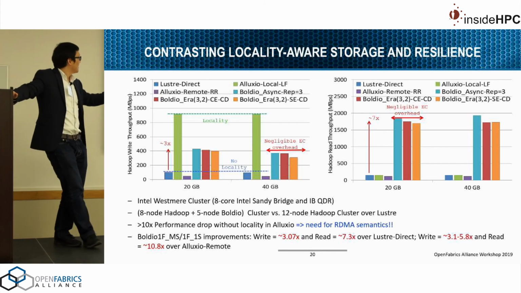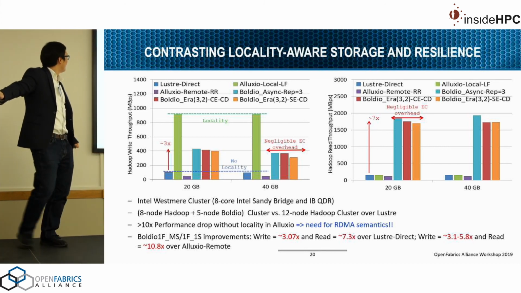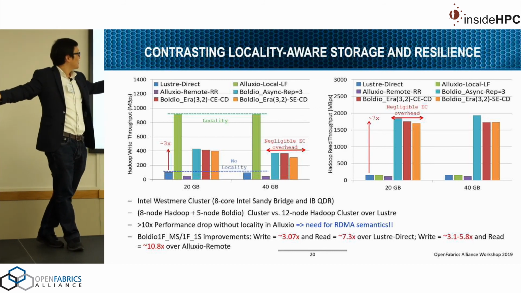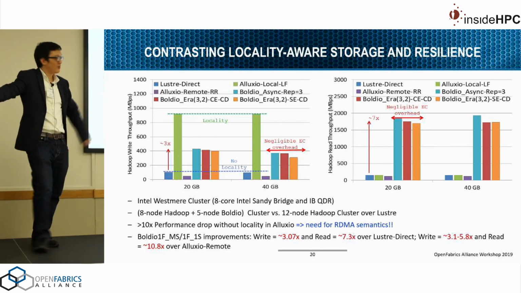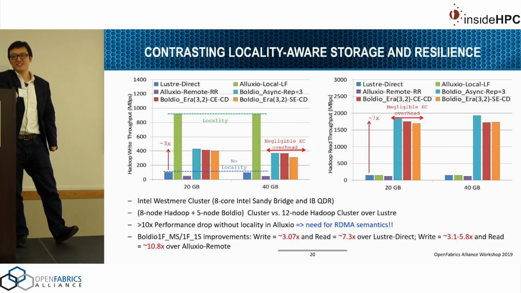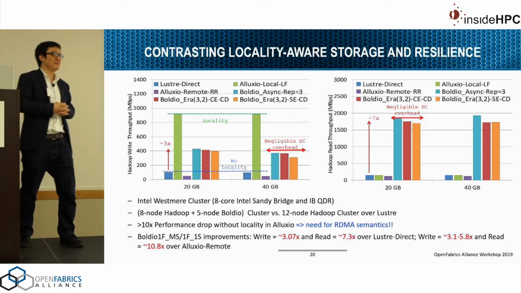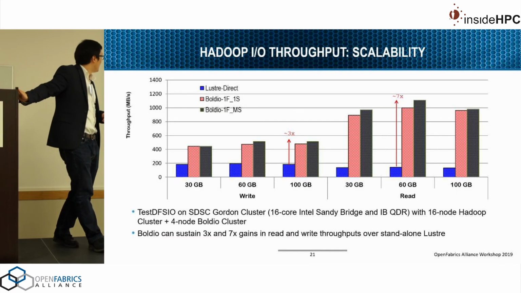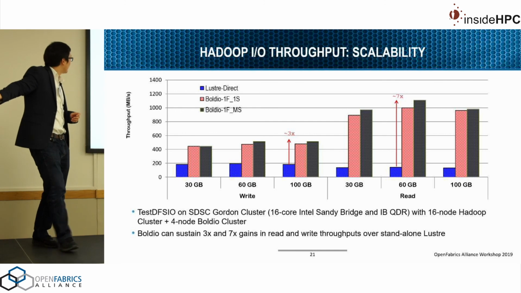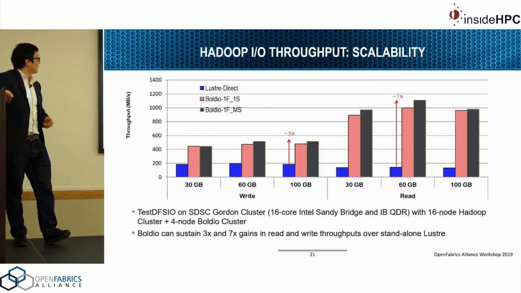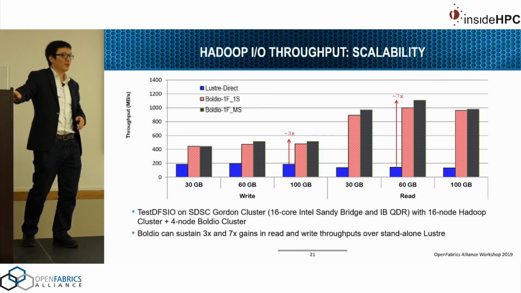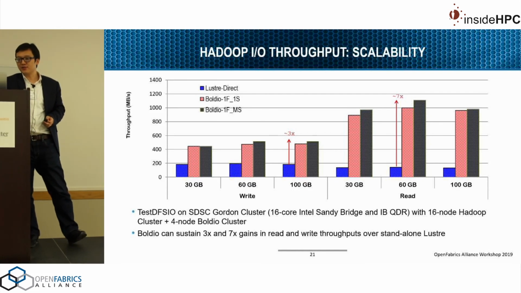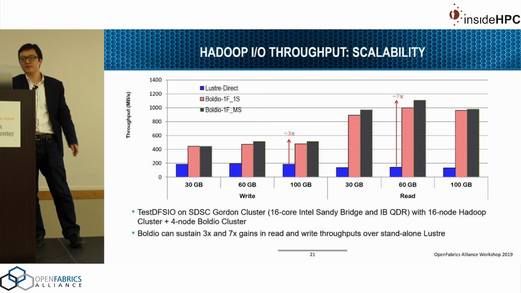On the right side is the Hadoop read throughput performance, and the left side is the Hadoop write throughput performance. Interestingly, no matter which case, we always win in all these tests, with almost a 7x performance improvement. So we also ran some Hadoop workloads from a throughput perspective. We ran write and read on top of the Bodio design compared to Lustre Direct. We see almost 7x or 3x performance improvement depending on different scales.